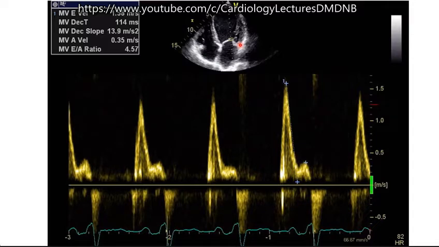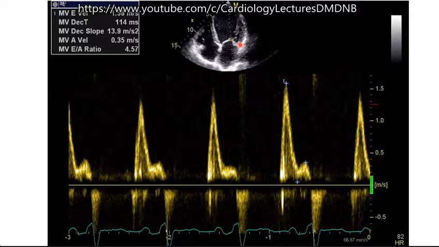So the grade 4 diastolic dysfunction is diagnosed by, one, the E/A ratio more than 2. Here it is 4.57. You can simultaneously look at E prime also, and usually it will be more than 15. The E wave deceleration time will be less than 140. When you look at the pulmonary venous flow pattern, two things you can look at: one is the velocity of the AR reversal, and two, the width of the AR reversal.